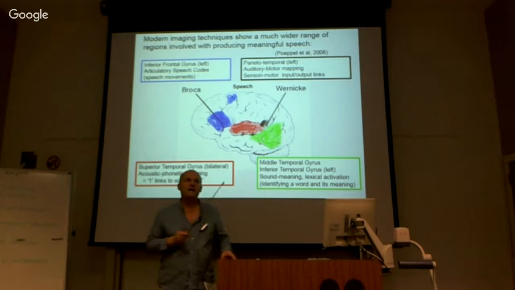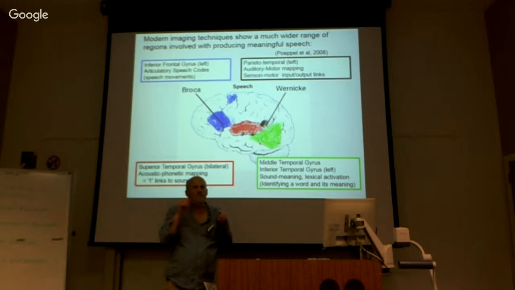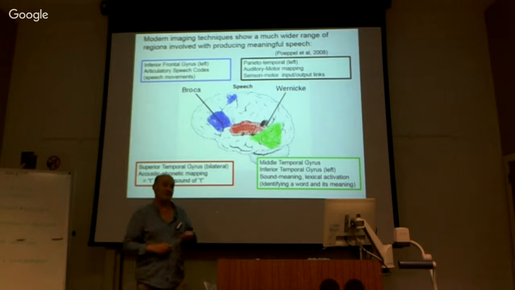Yeah, so what may happen is that you keep the instructions for making the movements in there. So although there's not damage to the regions that allow you to move the different parts of your mouth, the instructions for doing it in the right order, for example, are not so available if you've got damage to Broca's area.